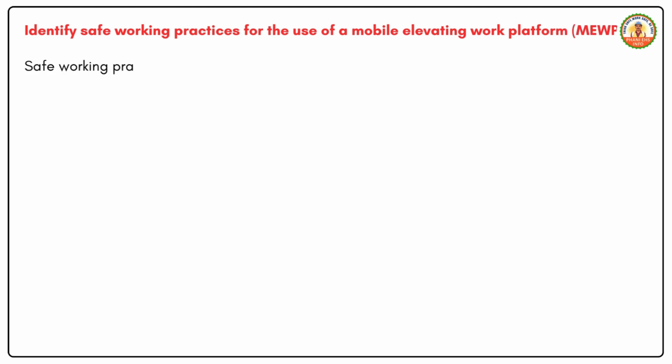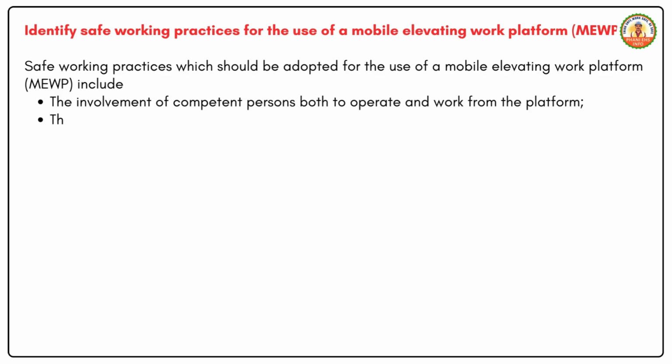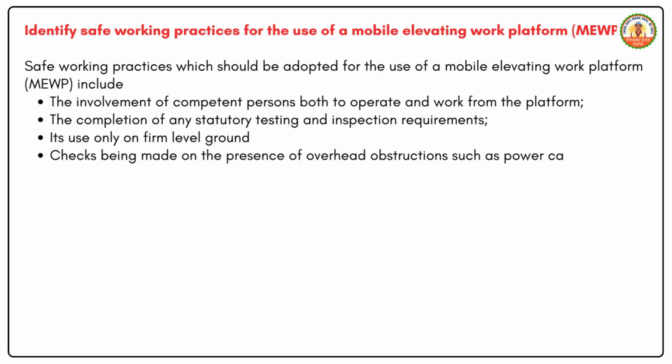Safe working practices which should be adopted for the use of a mobile elevating work platform, MEWP, include the involvement of competent persons both to operate and work from the platform, the completion of any statutory testing and inspection requirements, its use only on firm level ground, checks being made on the presence of overhead obstructions such as power cables, and the use of outriggers which should be locked in position.